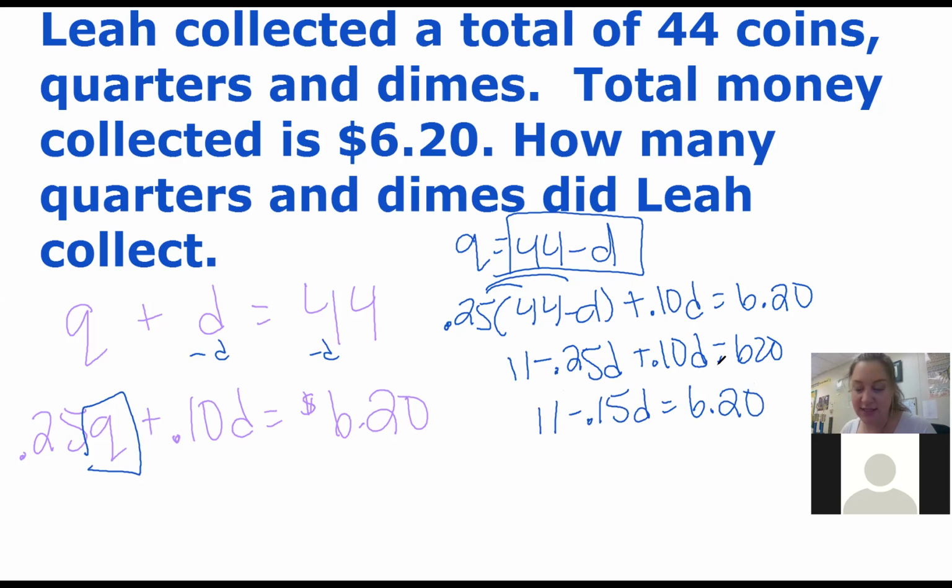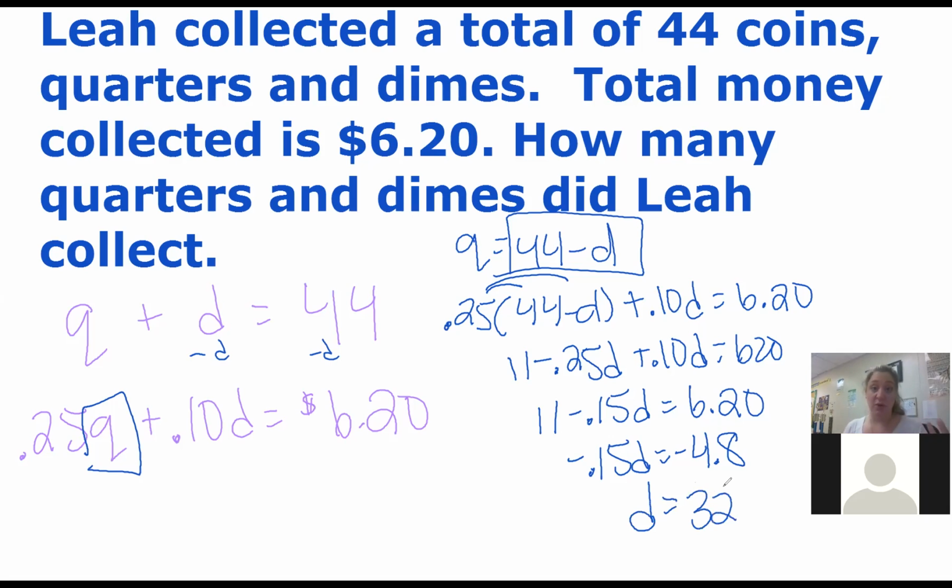I am going to subtract 11. So $6.20 minus 11 is gonna give me negative 4.8. Okay. This is good, there's lots of negatives involved, so it's good to make sure you remember to just keep the sign with the right pieces. Even though 11 got moved, that negative in front of 0.15 is still there. Because now we have negative 4.8 divided by negative 0.15, and we're gonna get 32.